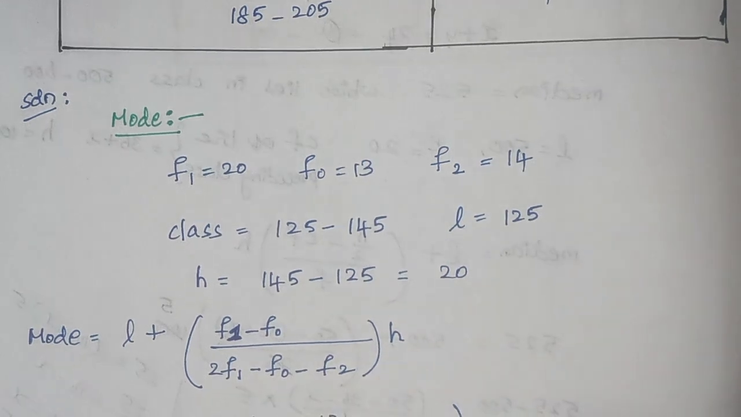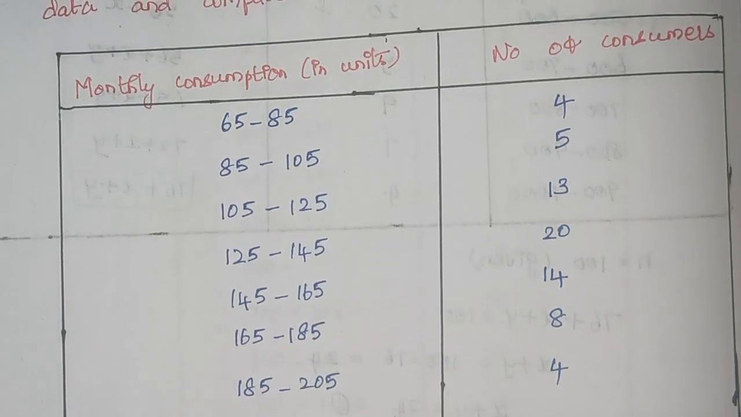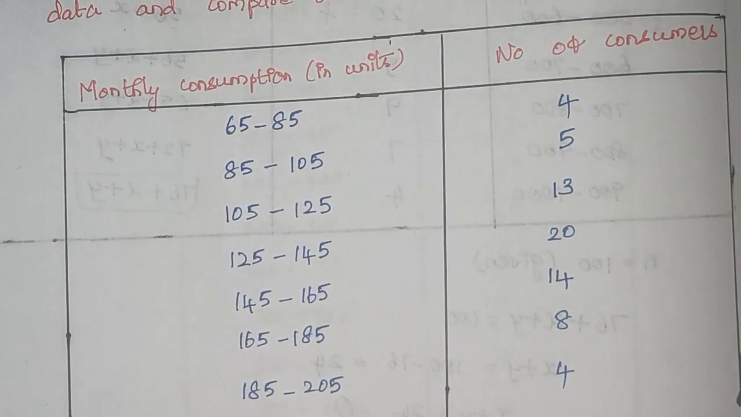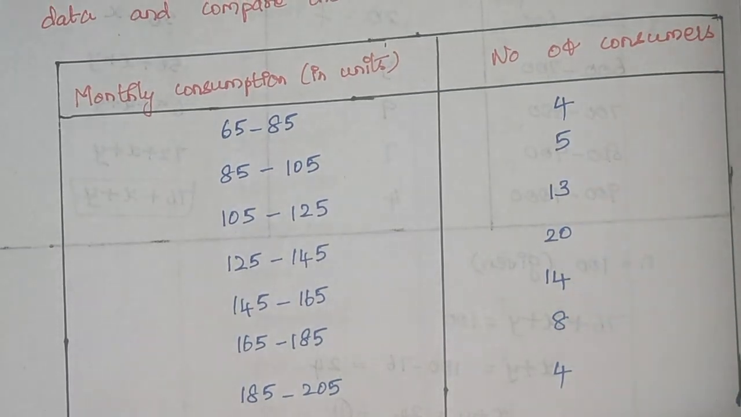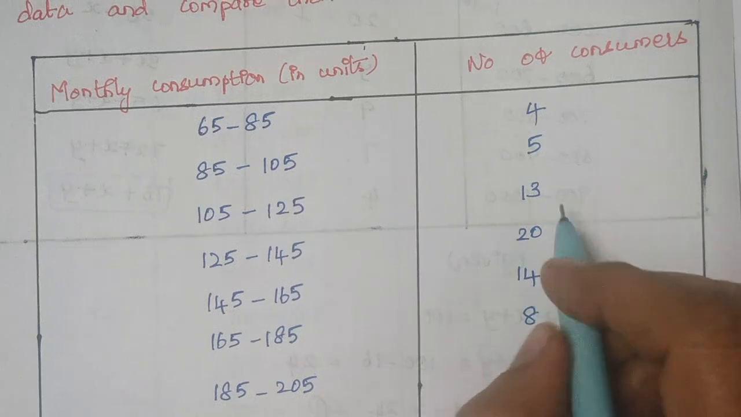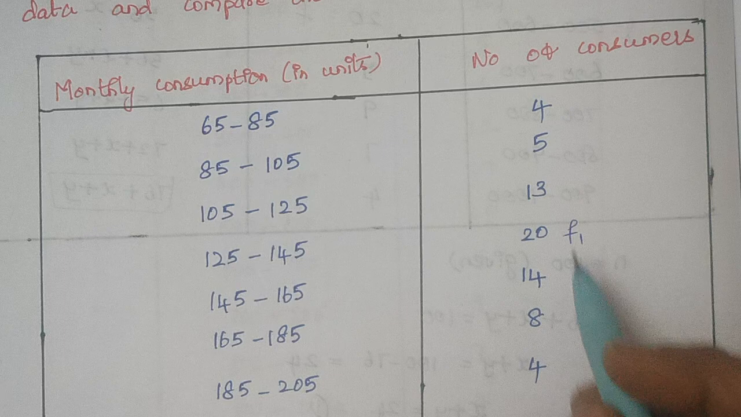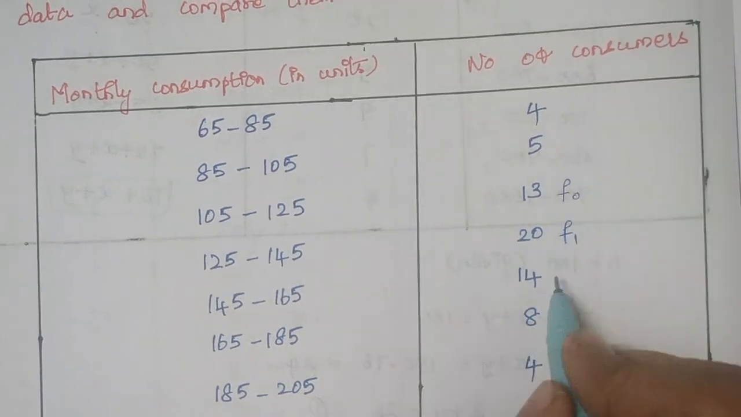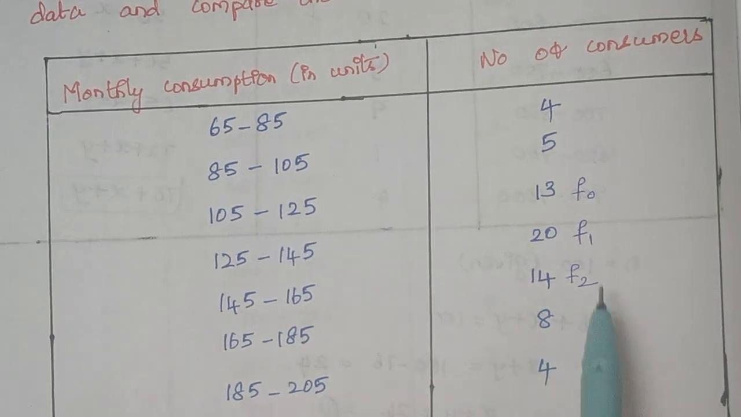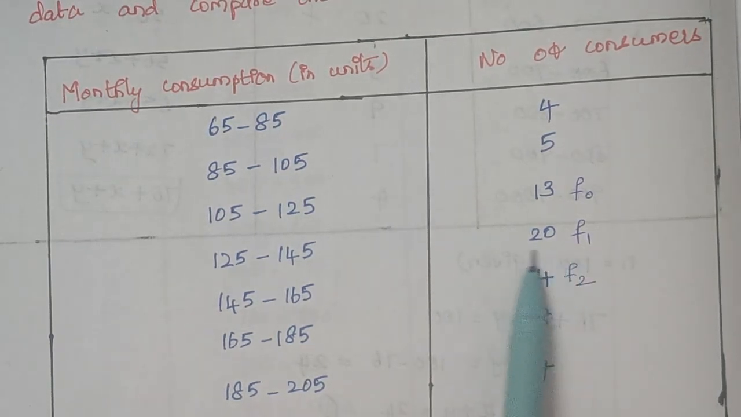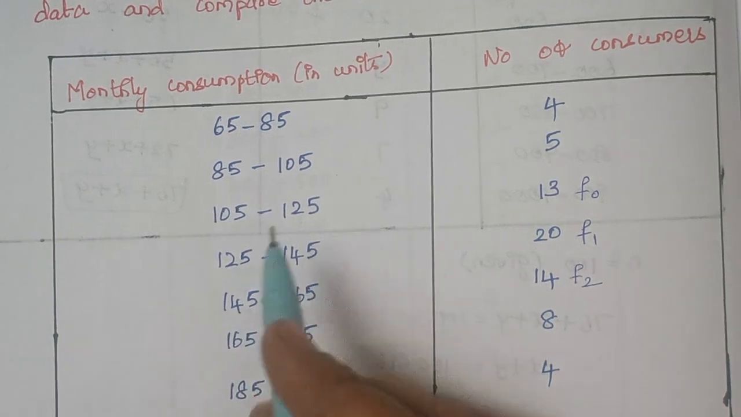Regarding mode, we are going to find the maximum frequency. What is the value of maximum frequency here? What is the highest number here? 20 is the highest number. So this is the value of F1. Therefore, this is your value of F0 and this is your value of F2. Now, what is the corresponding class which gives F1? The respective class here is 125 to 145.